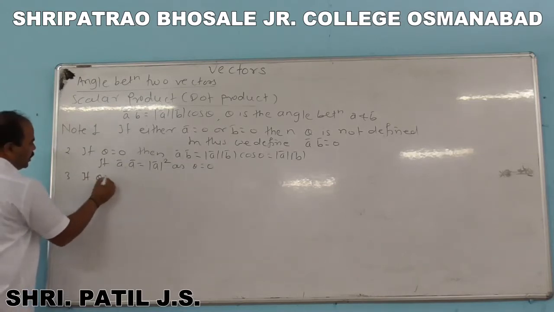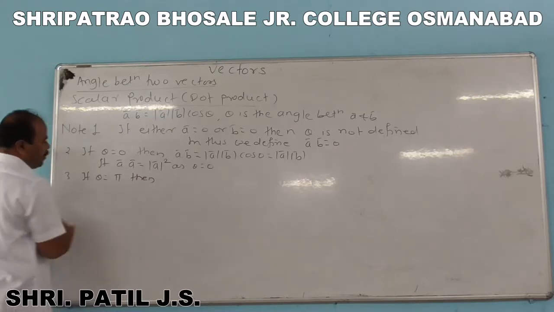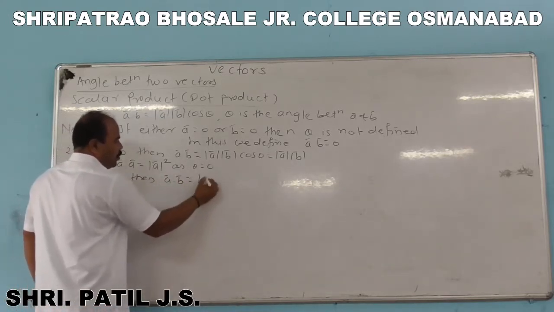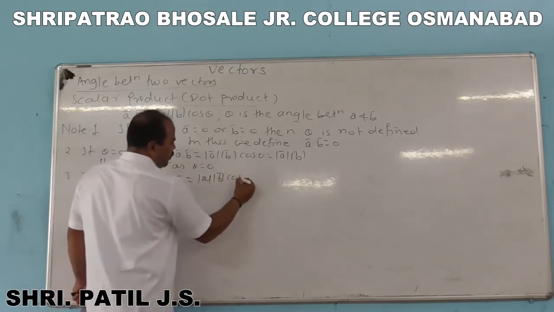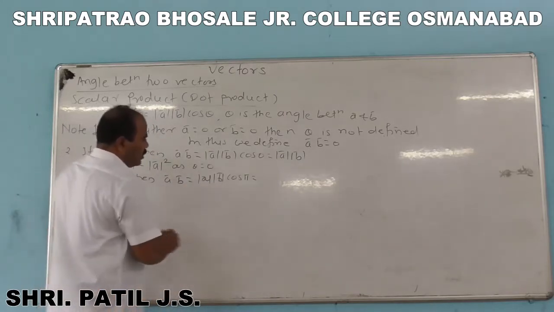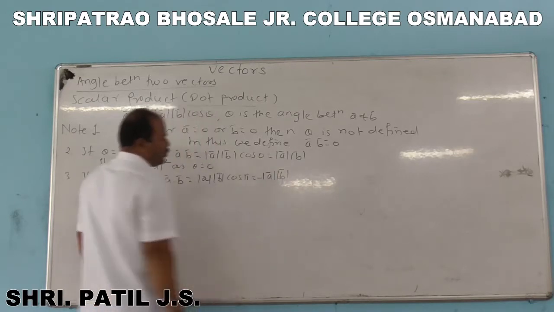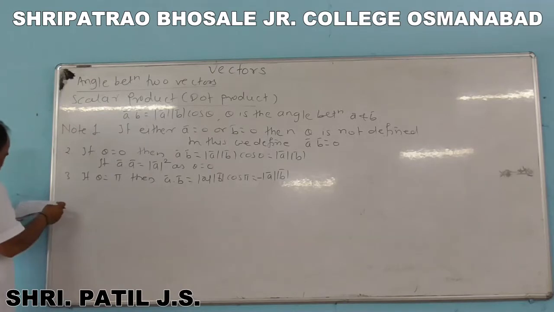Then if theta is equal to pi, then A bar dot B bar equal to mod of A bar into mod of B bar into cos pi, but we know that cos pi is minus 1, that means it is minus of mod A bar into mod B bar.